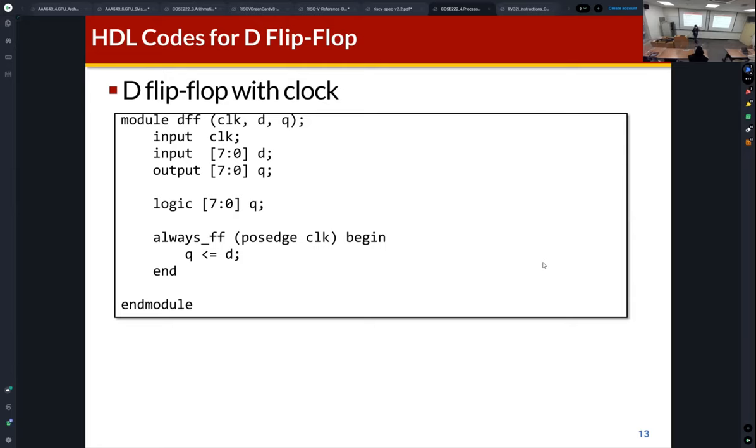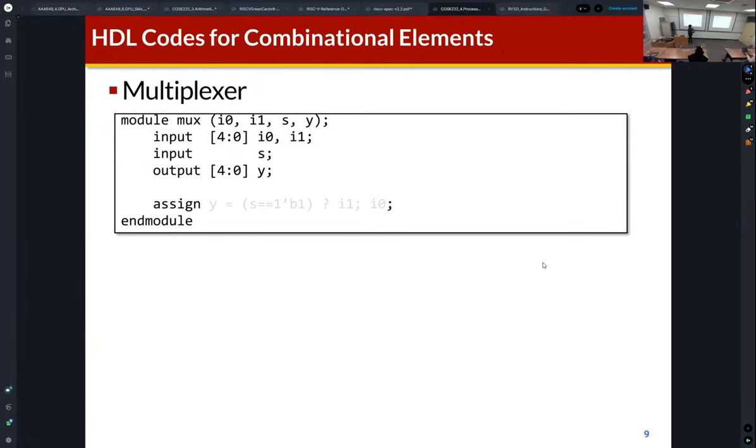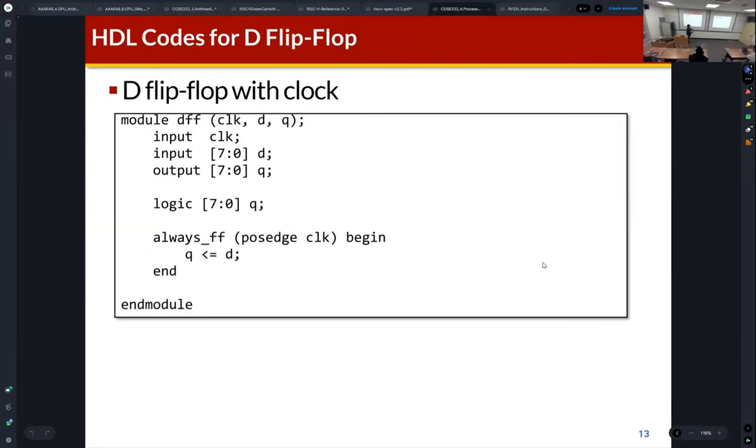So you know this operator is different from the equal operator, but just remember that this is the non-blocking operator, and inside of the sequential logic, we need to use this non-blocking operator. Okay. Thus, if you see this statement, Q becomes D. Okay.